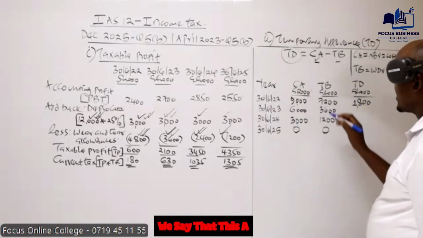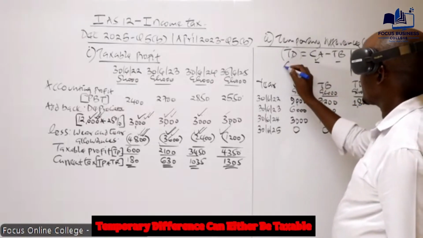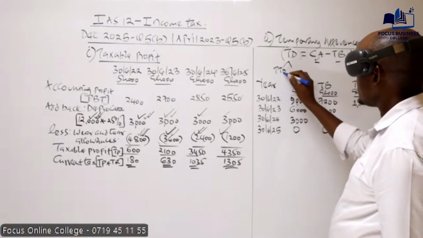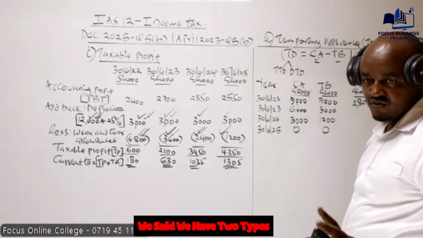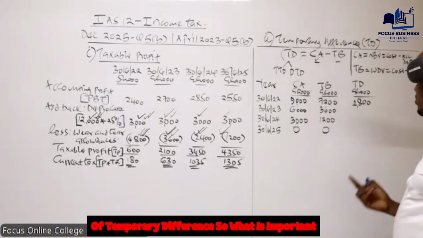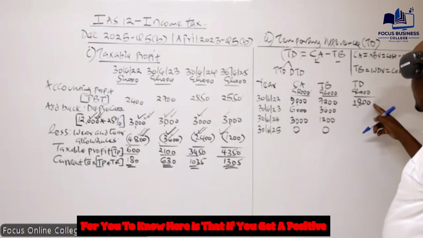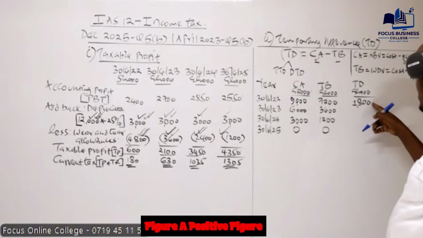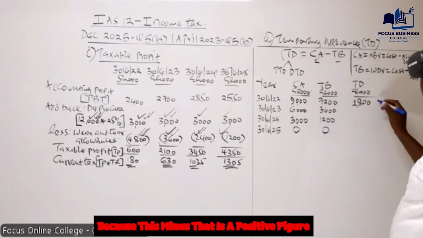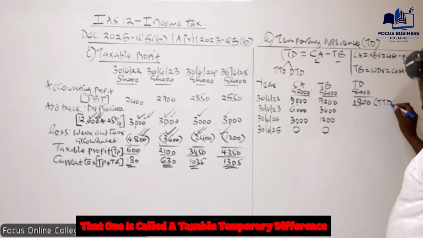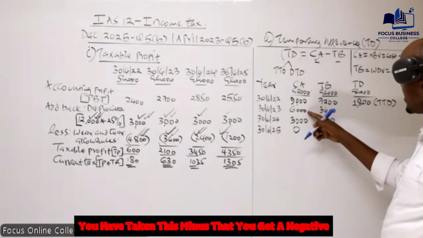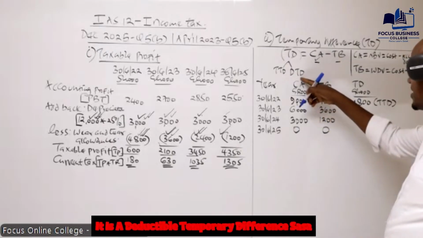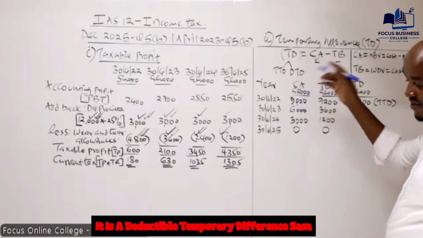Remember, we say that this temporary difference can either be a taxable or a deductible temporary difference. We said we have 2 types of temporary difference. So what is important for you to know here is that if you get a positive figure, because this minus that is a positive figure, that one is called a taxable temporary difference. But if you get a negative figure, you have taken this minus that and you get a negative, it is a deductible temporary difference. Yes?